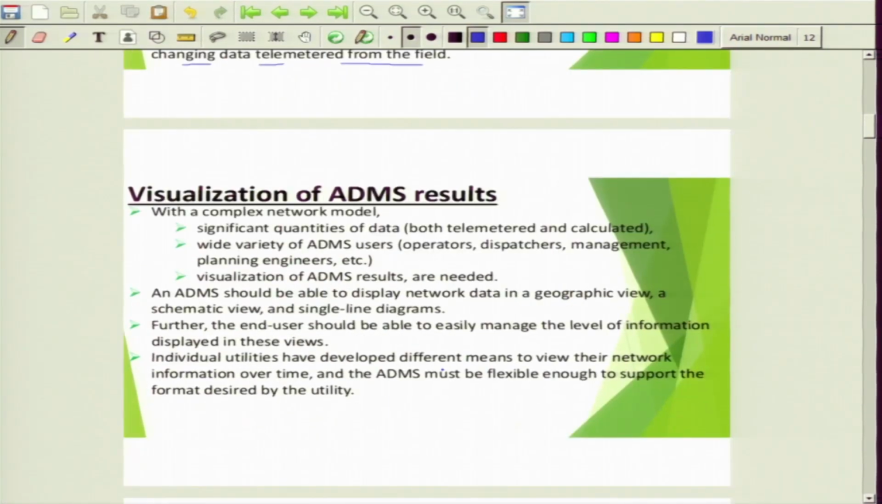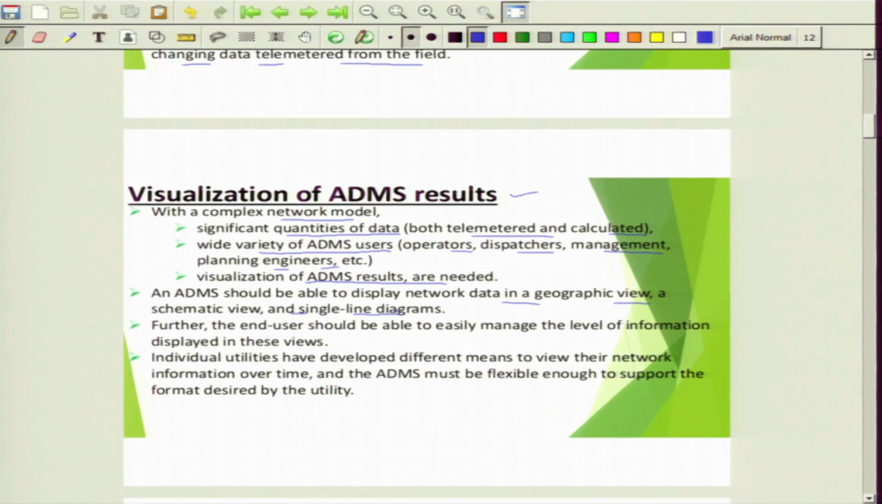Then visualization of ADMS results. With a complex network model and significant quantities of data, both telemetered and calculated, there is a wide variety of ADMS users like operators, dispatchers, management, planning engineers, etc. Visualization of ADMS results is needed. An ADMS should be able to display network data in a geographic view, a schematic view and single line diagrams.